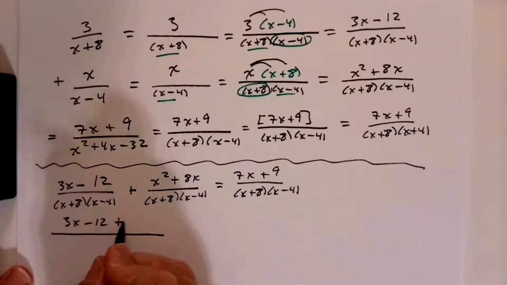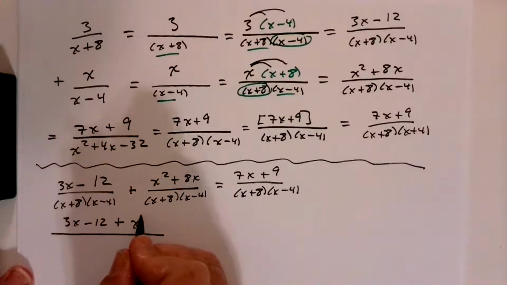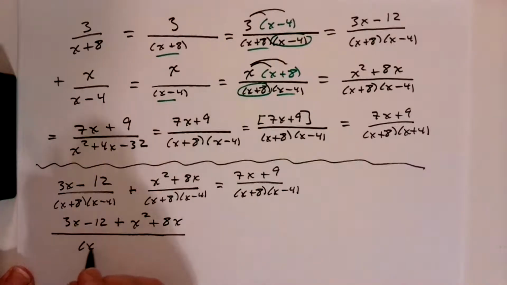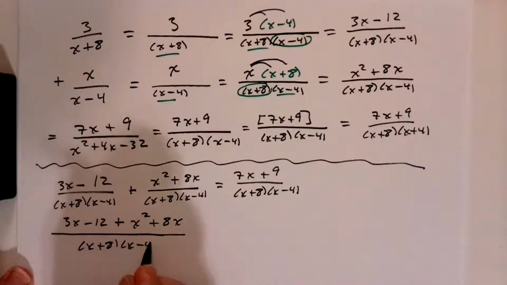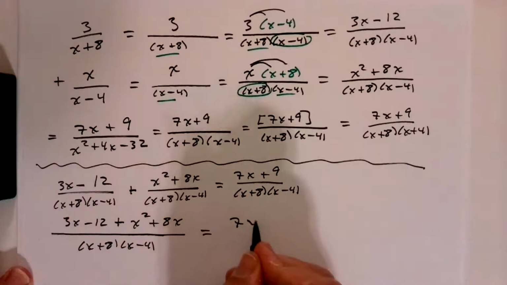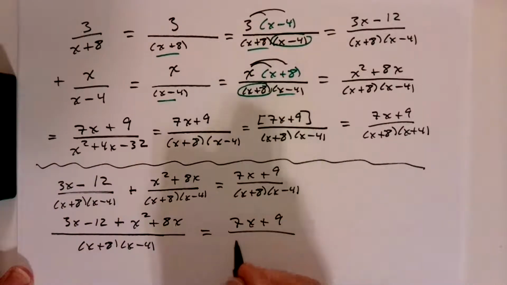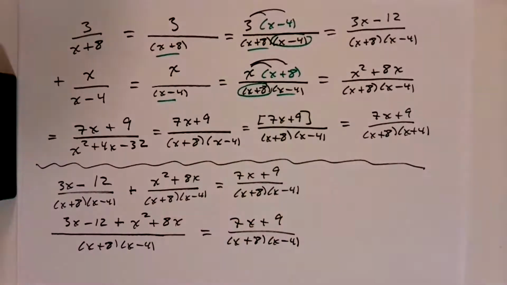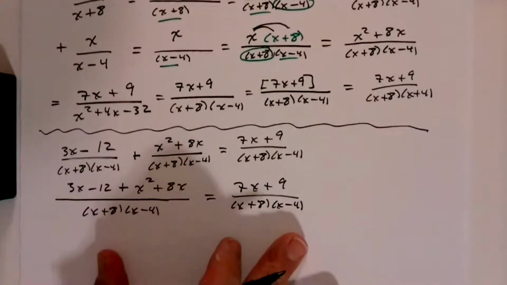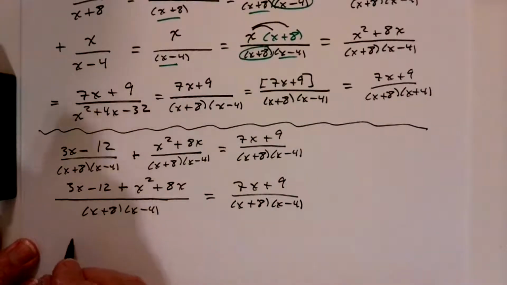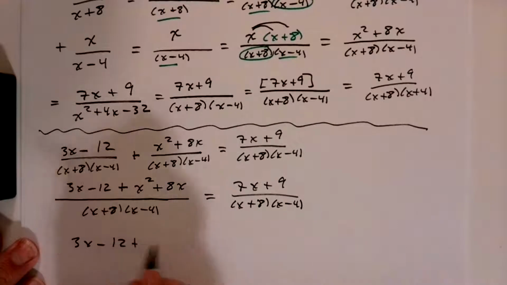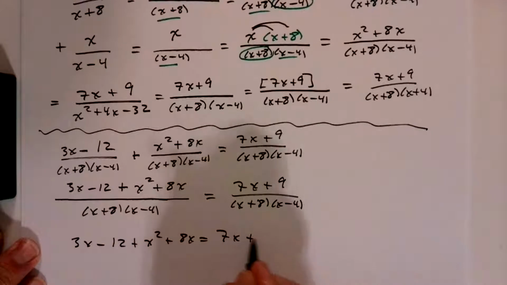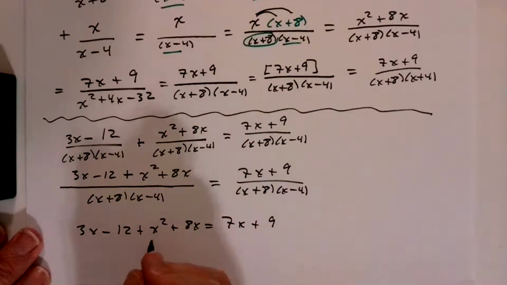(3x - 12 + x squared + 8x) over (x + 8)(x - 4) equals (7x + 9) over (x + 8)(x - 4). At this point, you'll notice that the two bottoms are the same, so the tops have to be the same. So we will say 3x - 12 + x squared + 8x has to equal 7x + 9. Well, let's look for like terms here.